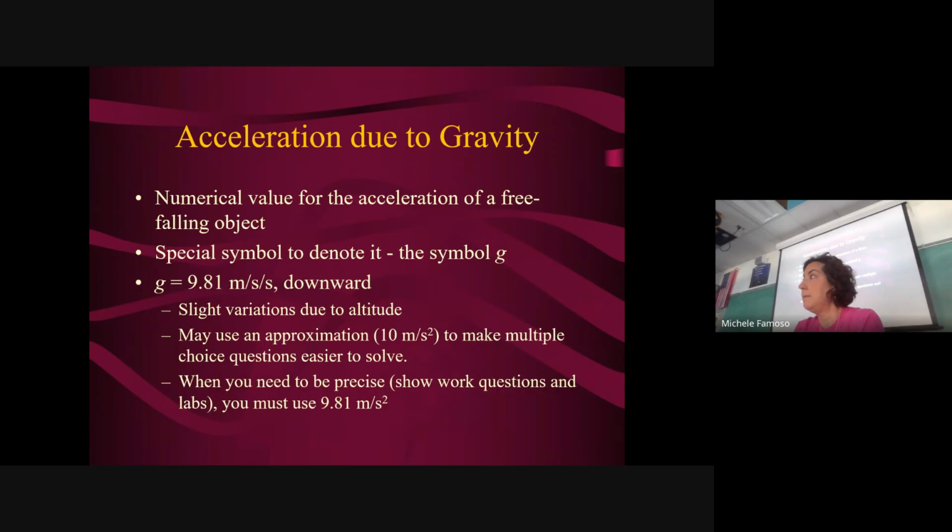Is everybody all set with that? So show work questions, laboratories, use 9.81, not 10.